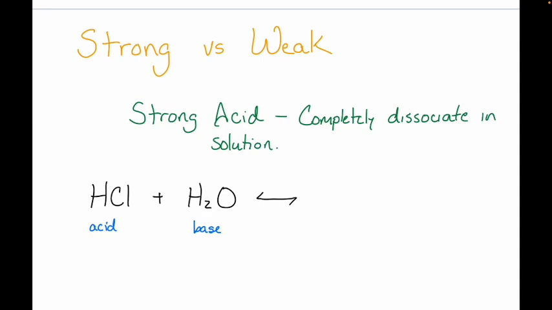All right, so my conjugate base is that chloride ion. And my conjugate acid, we got a special name for it. What was that name? The hydronium ion.